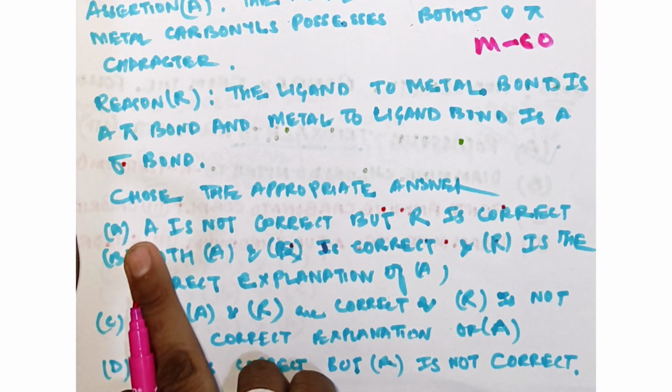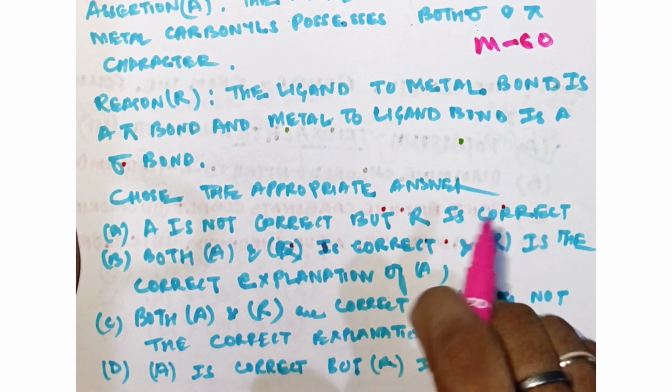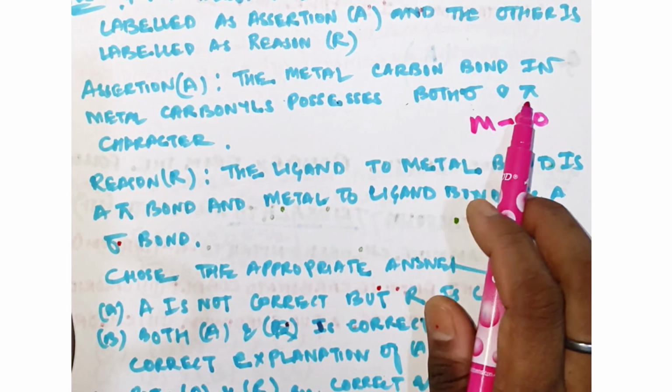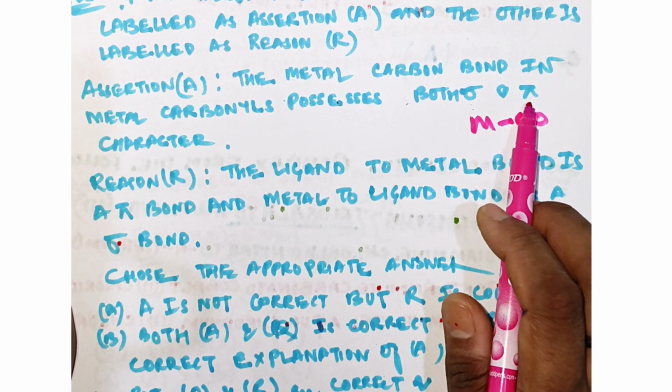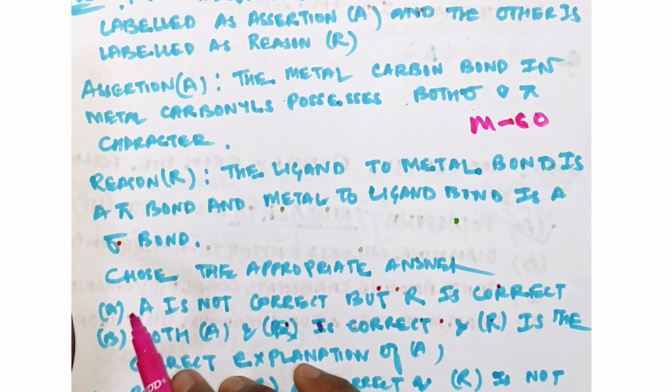Option 1 is saying that A is not correct but R is correct. But here, see, the metal-carbon bond has both sigma character and pi character, so A should be right. So option 1 is not your answer.